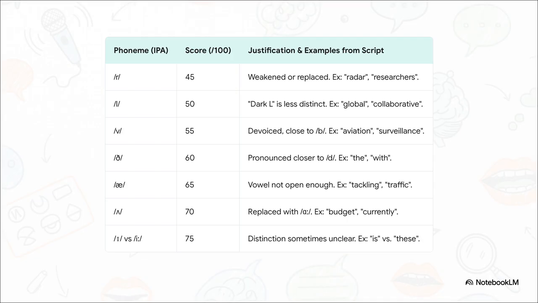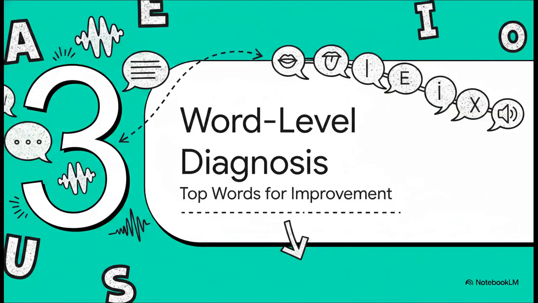It's a similar story with the TH sound, which can lean a bit towards a D, especially in a word like with. As for vowels, the A in a word like traffic could be a bit more open. And finally, the distinction between the short I in is and the long E in these can sometimes be a little blurry. So, knowing the individual sounds is one thing, but the real key is seeing how those patterns actually pop up in real words.